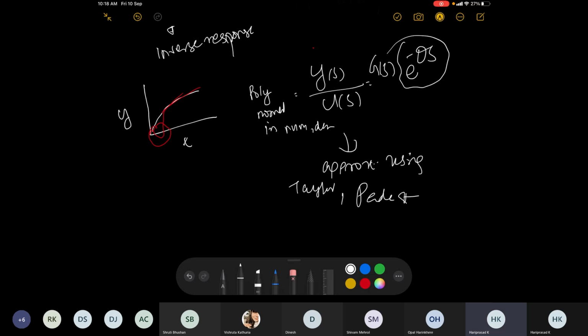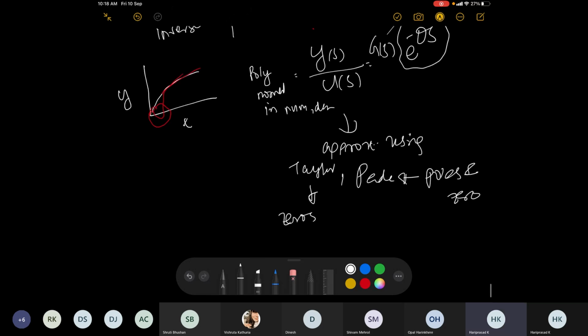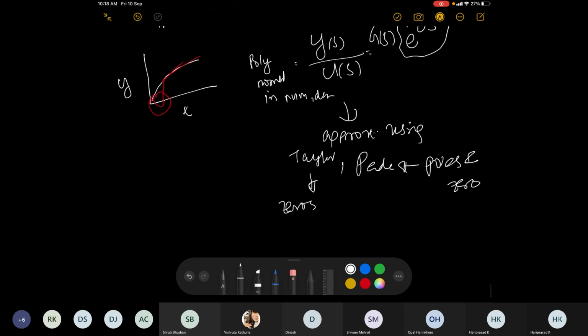Padé is better because it brings in poles and zeros, while Taylor series will only bring in zeros. It results in an undue presence of a zero, which actually should not have been there. But Padé seems to be okay because it contains poles and zeros, but still it's an approximation.